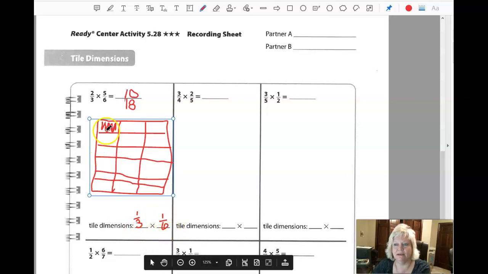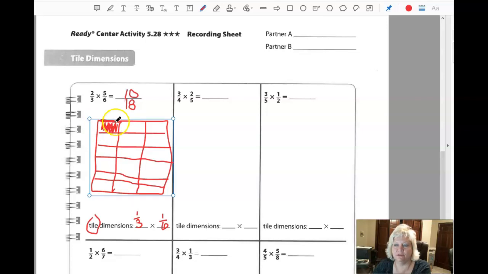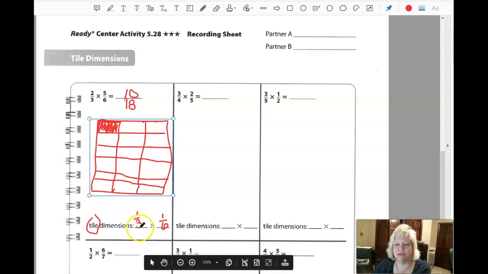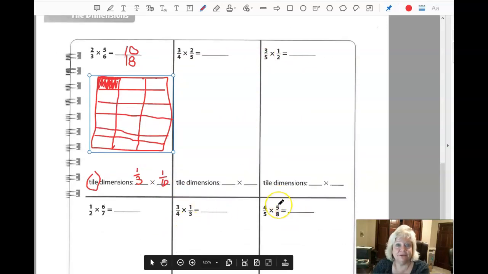Let's think about that again. It's saying each square, they call it a tile. So this is a tile right here. And it's one piece right here, if you can see my line going back, there's one piece of 3. And then this way it's 1 of 6. So the tile dimension is 1/3 times 1/6. You have to do that on these, and then you're done for the day.